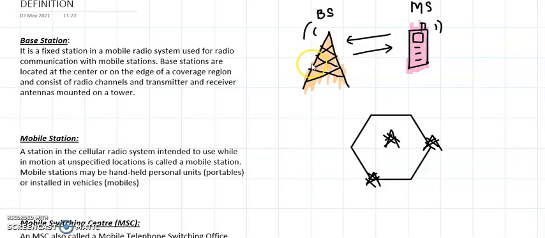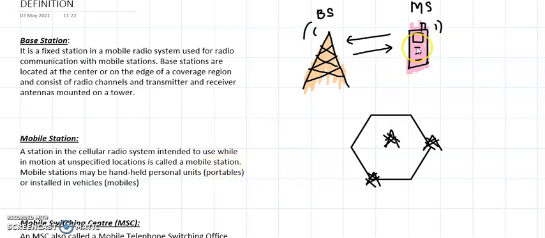Let us move on to the next definition, which is called a mobile station. So what is a mobile station? A station in a cellular radio system. Remember, radio system is nothing but wireless system. Cellular means these cells are used as a geometrical shape for the coverage region, and hence it is called a cellular radio system. Intended to use while in motion at unspecified location is called a mobile station.